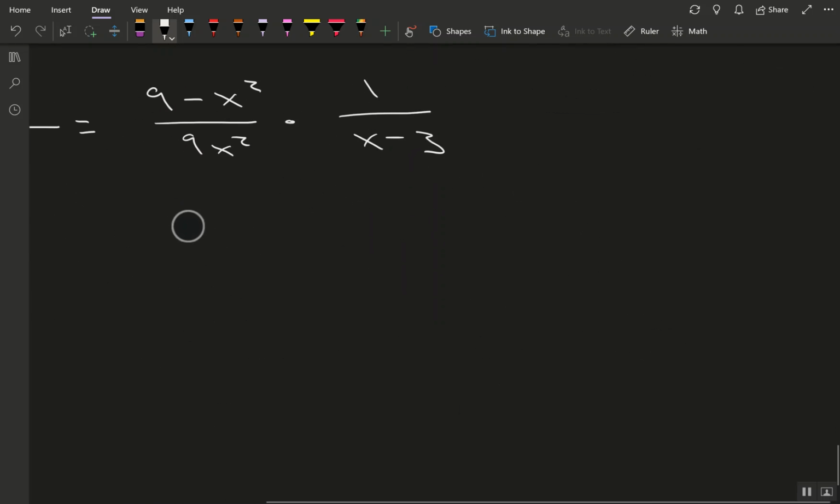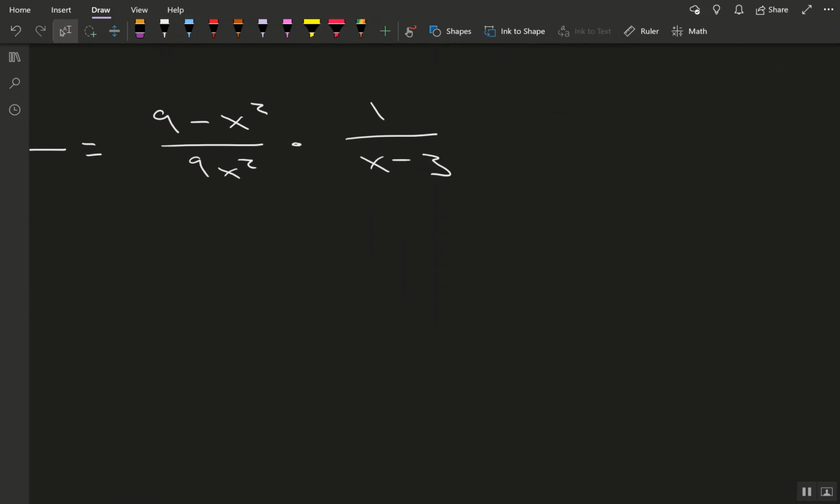Now the question is, what do we do with this guy here? Well, you really have to focus on this guy right here. He is a difference of squares, so let's see if I can rewrite him. I can rewrite him as 3 squared minus x squared all over 9x squared times 1 over x minus 3. All right, we're doing okay here.